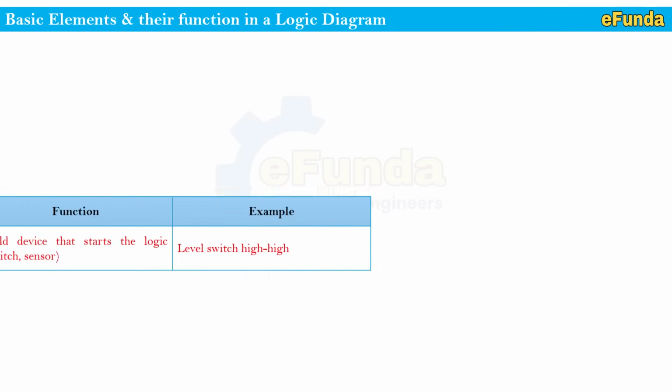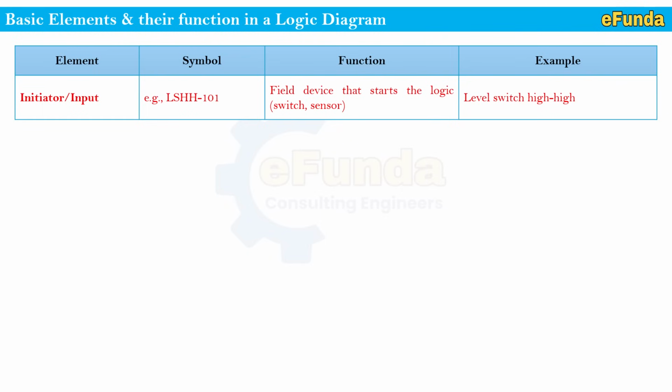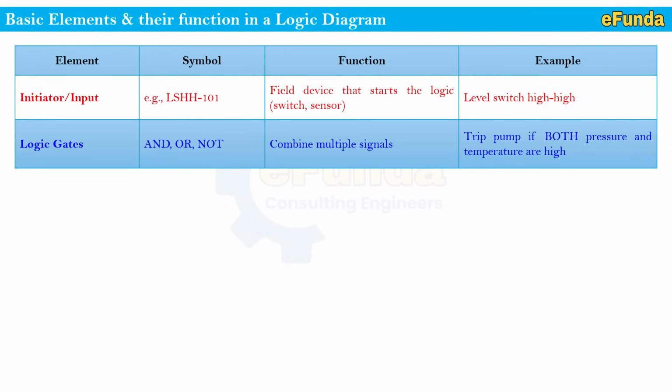First, initiator, that is an input symbol. Example: LSHH-101 is the tag number. Function: a field device that starts the logic, a switch or sensor type. Example: level switch becomes high high. Second, logic gates, with symbols AND, OR, NOT. Function: combine multiple signals. Example: trip the pump if both pressure and temperature are high.